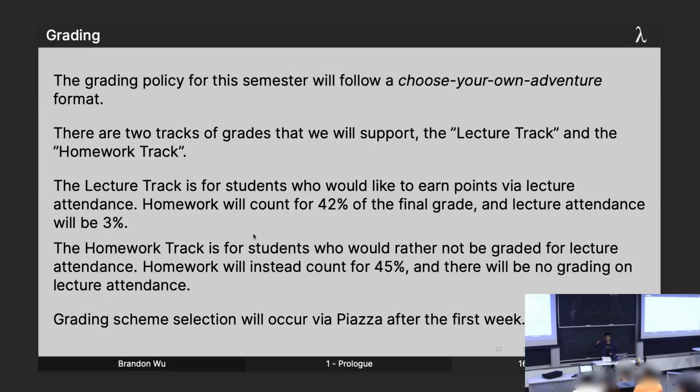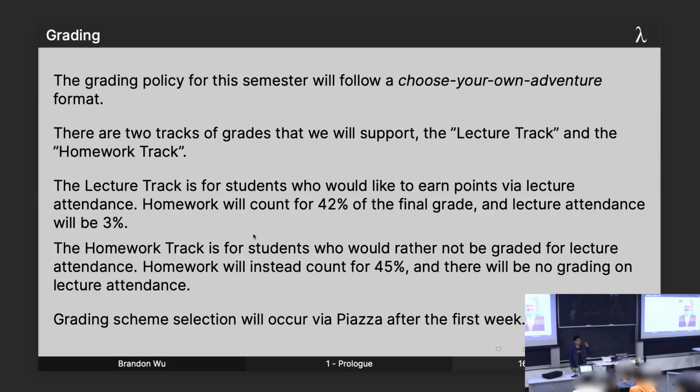On the homework track, it means that you don't want to be graded on your lecture attendance. Maybe you're a night owl and you're only awake from the hours of midnight to 8 a.m. I don't know. If you don't want that, then homework will count for 45% of your total grade, and you will not be graded on lecture attendance at all. Okay, and I will send out a form at the end of the week so that you can determine which one of those you would rather be in. That will be on Piazza after the first week. Okay, any questions on that?